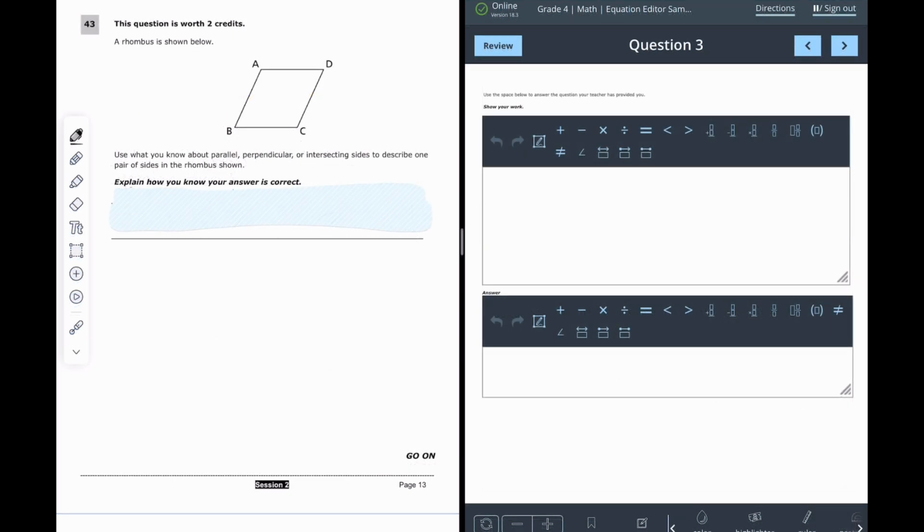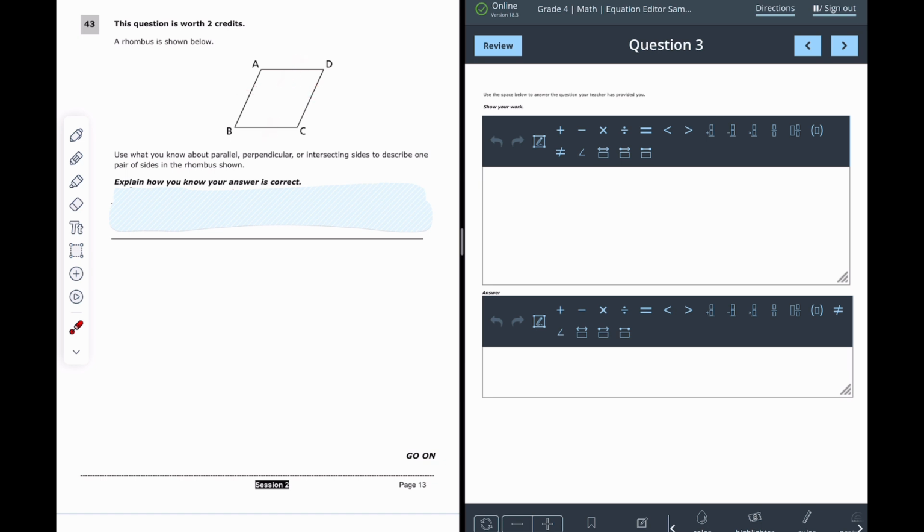Here's our next one. We have a rhombus, and we have to use what we know about parallel, perpendicular, or intersecting lines to describe one of the sides. So just by looking at it, I know that these are parallel sides. They're always the same distance apart. They're never going to touch. These two are parallel, and these two are parallel.